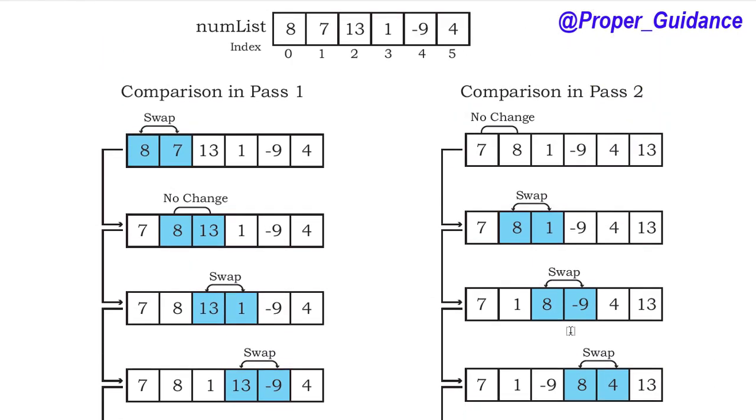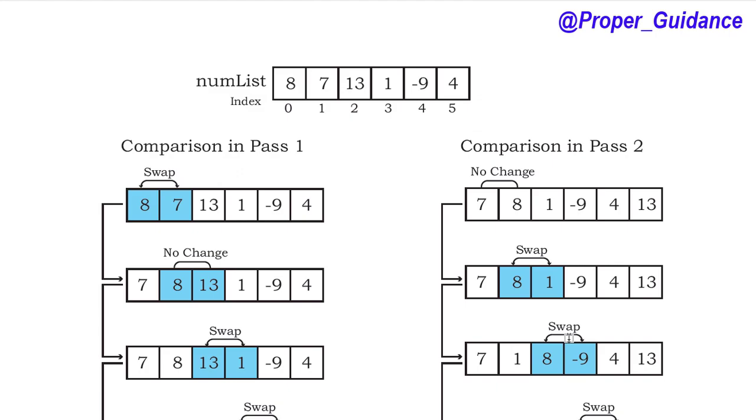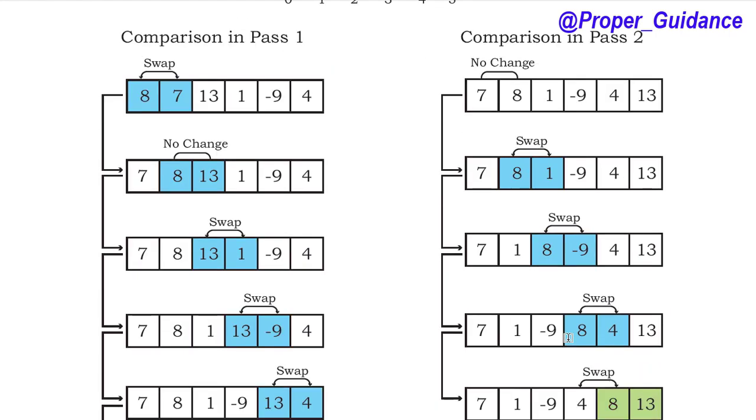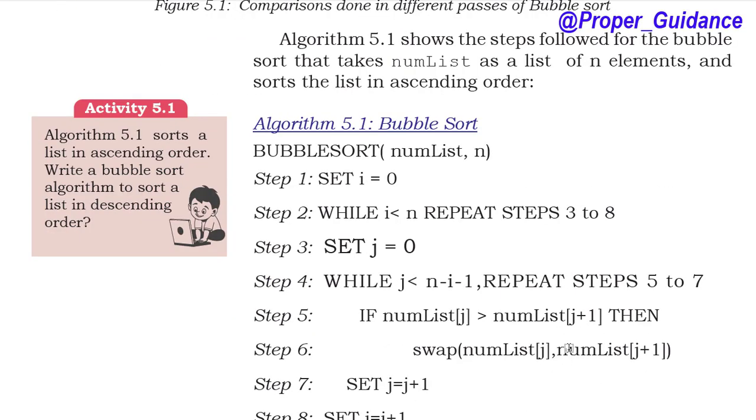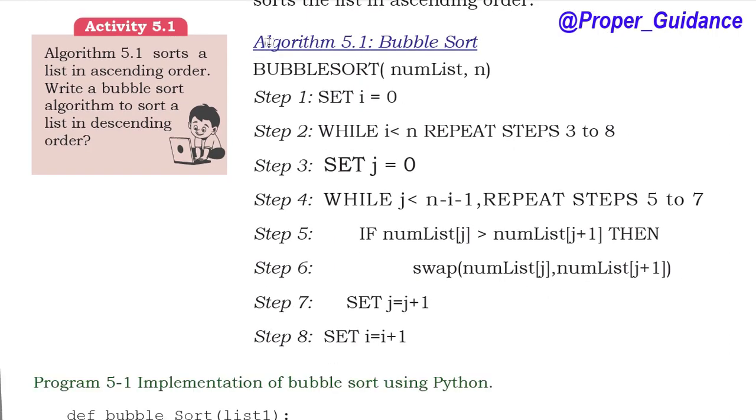This is the main concept. You have to first realize what actually happens through this diagram. After that we will learn the programming part, how to write this down. This is the algorithm for bubble sort. This is very important, so please go through bubble sort, num list, n.